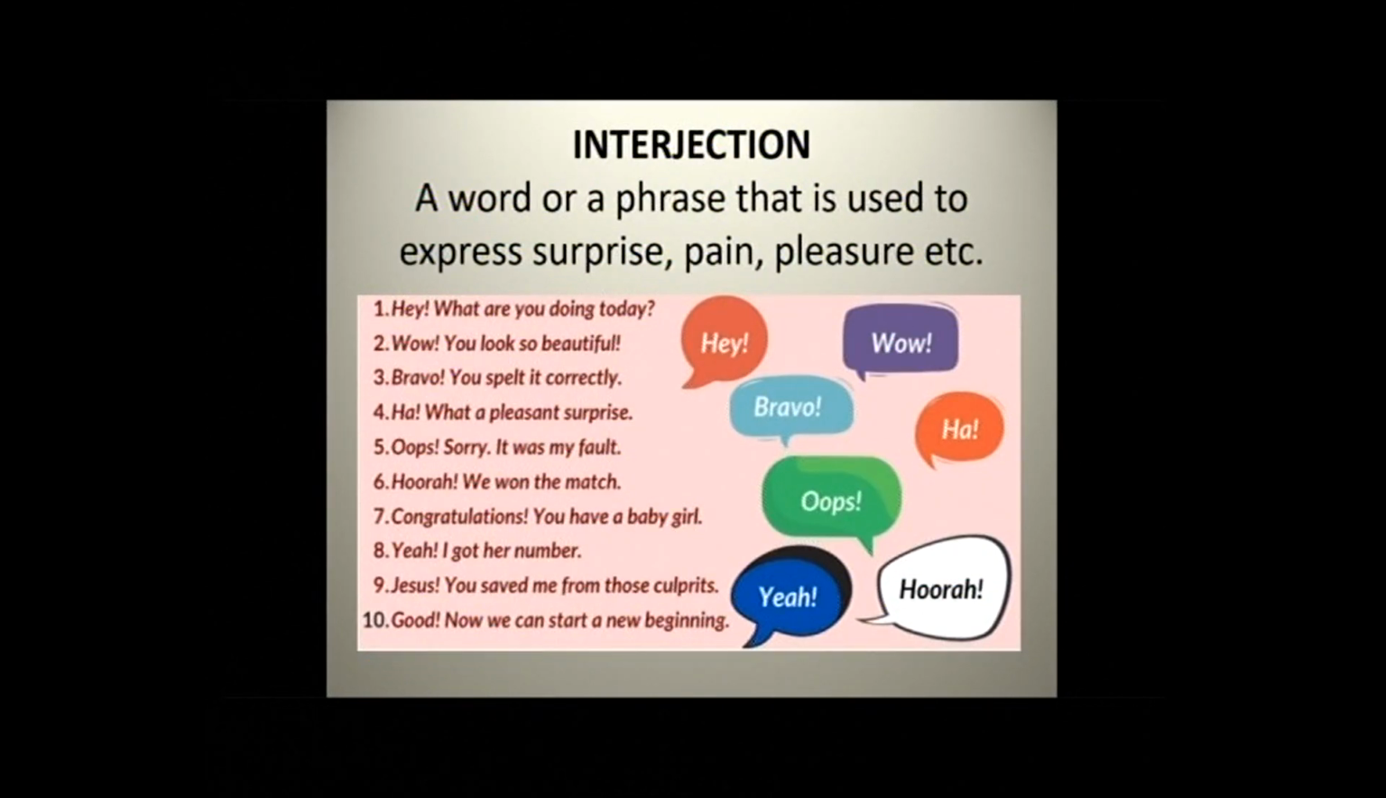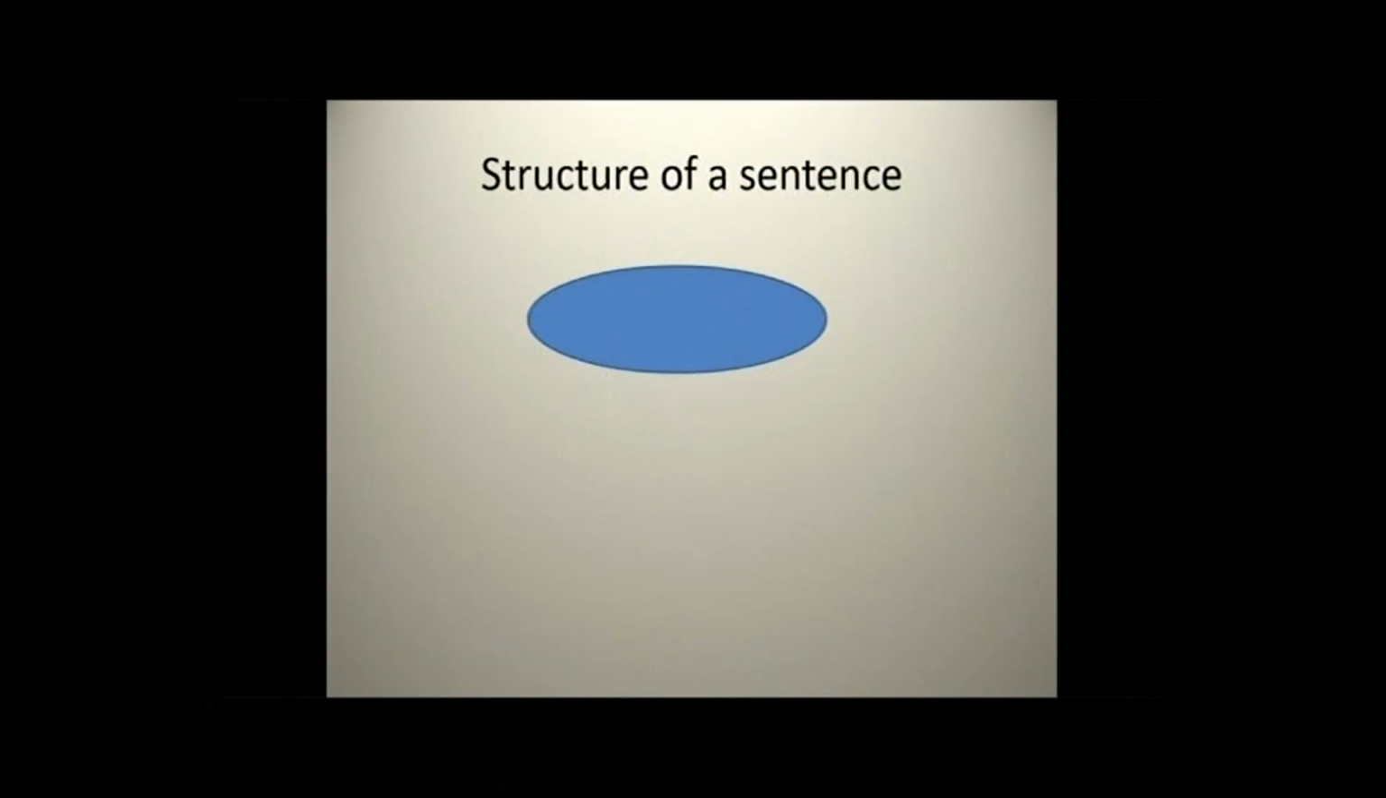Then further we have interjection. Interjection is a word or a phrase that is used to express surprise, pain, pleasure, etc. Right? Examples are given when we start the sentence with these words that are in the bubbles you see. Hey, wow, bravo, oops, hurrah, yeah. Examples are given, right? So these are interjections.